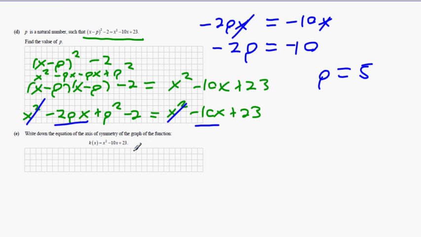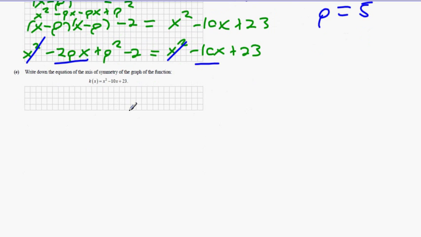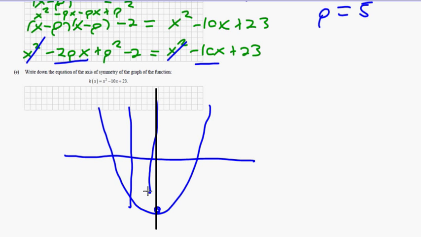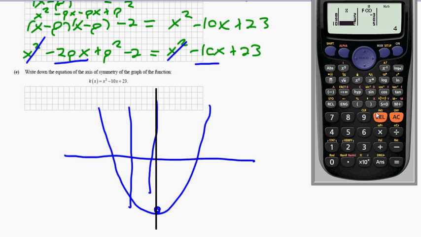Write down the equation of the axis of symmetry of the graph of the function x squared minus 10x plus 23. Axis of symmetry of this graph here. So give me 1 second. The axis of symmetry goes through the lowest point, straight through the middle. So we're going to just find the lowest point using our calculator here.